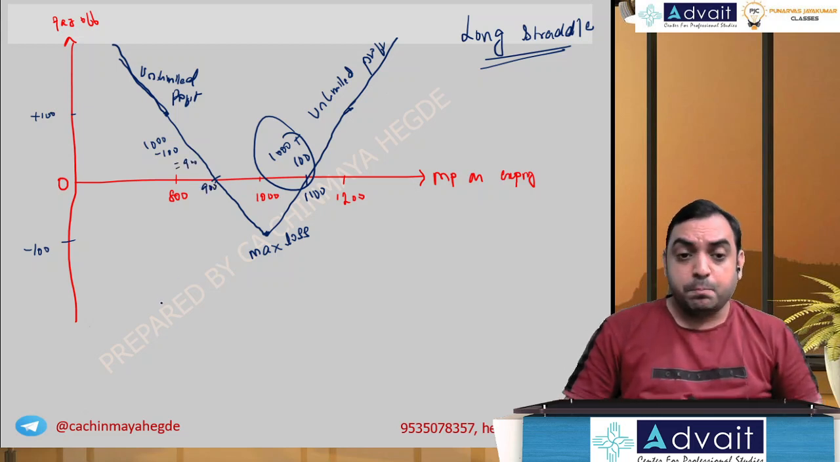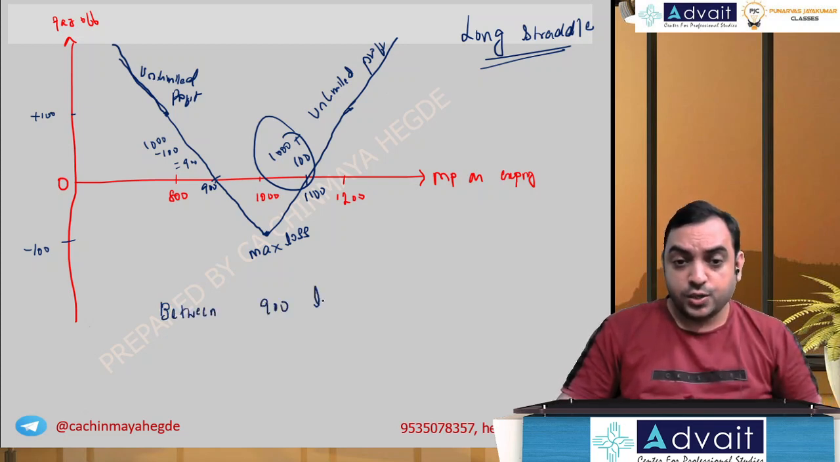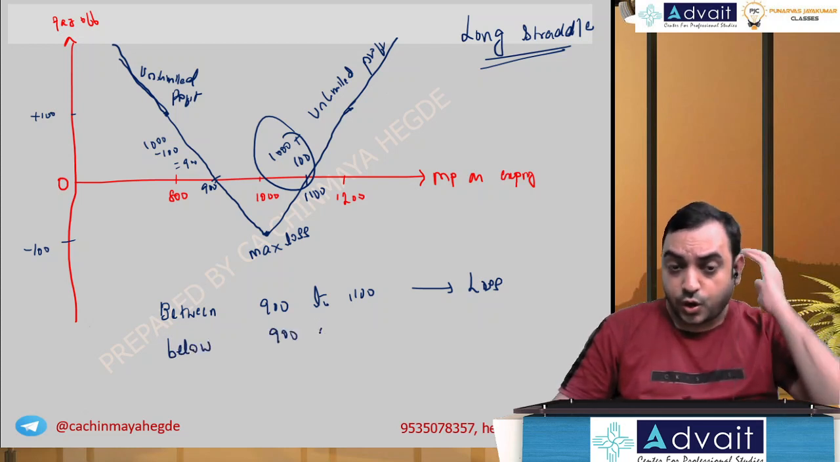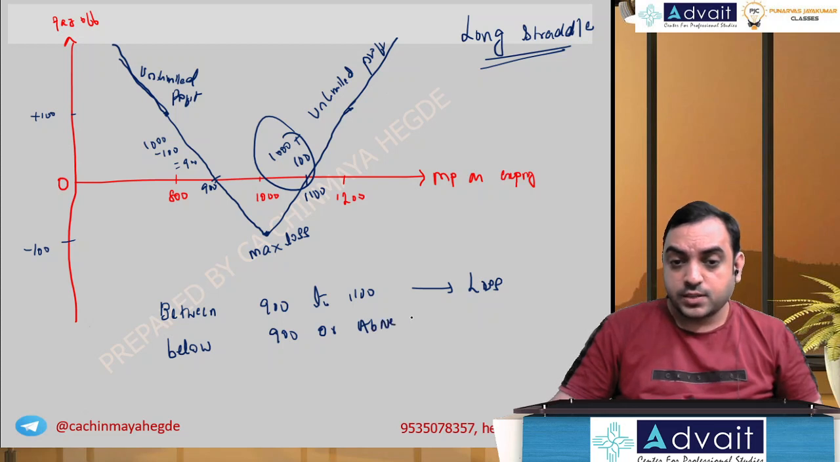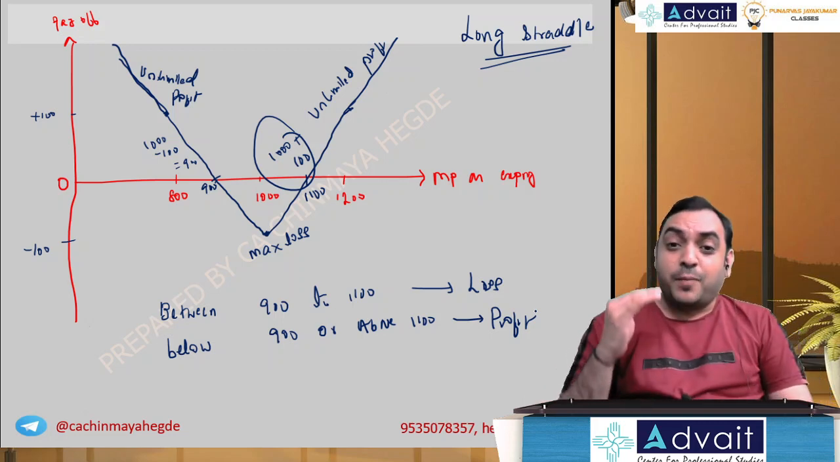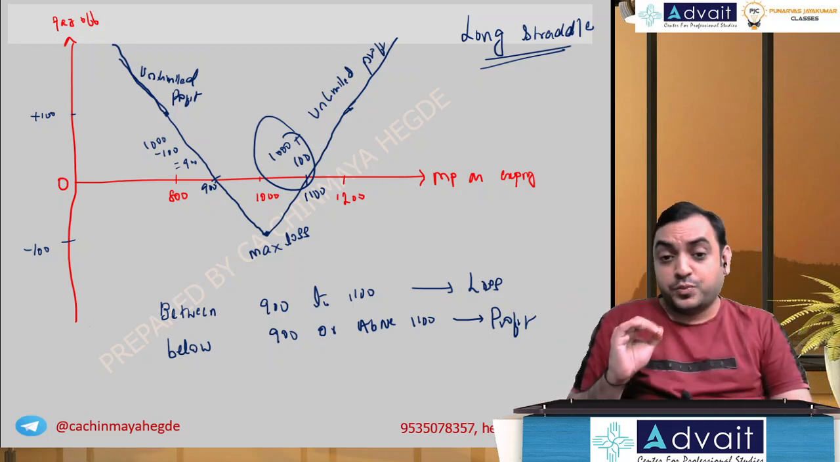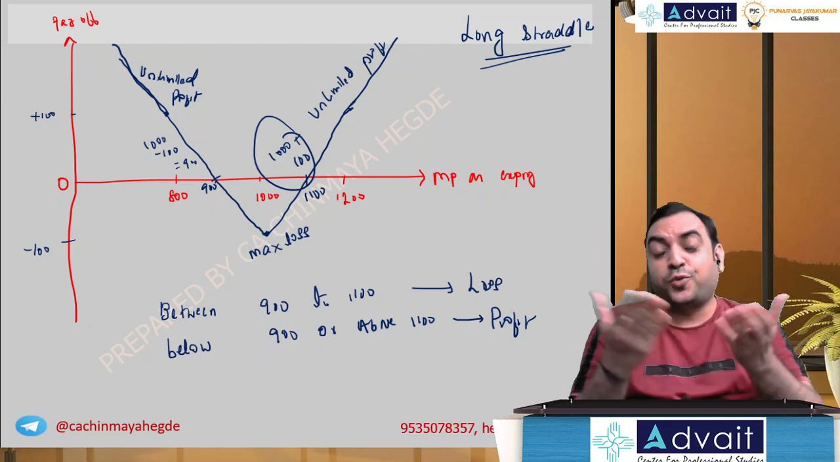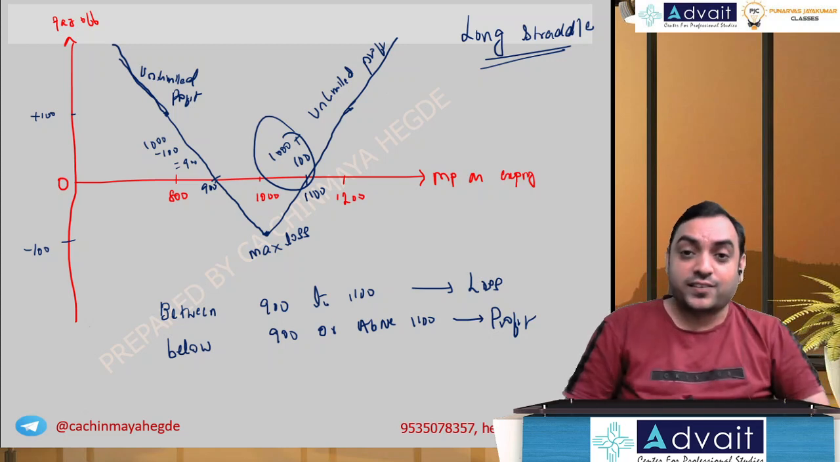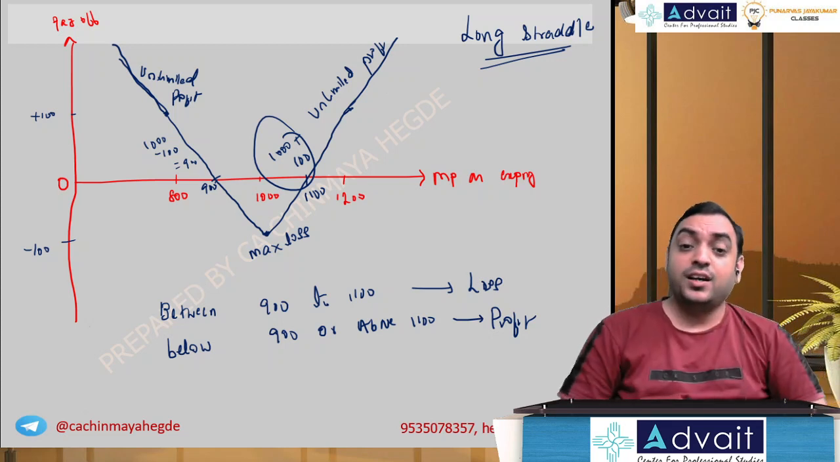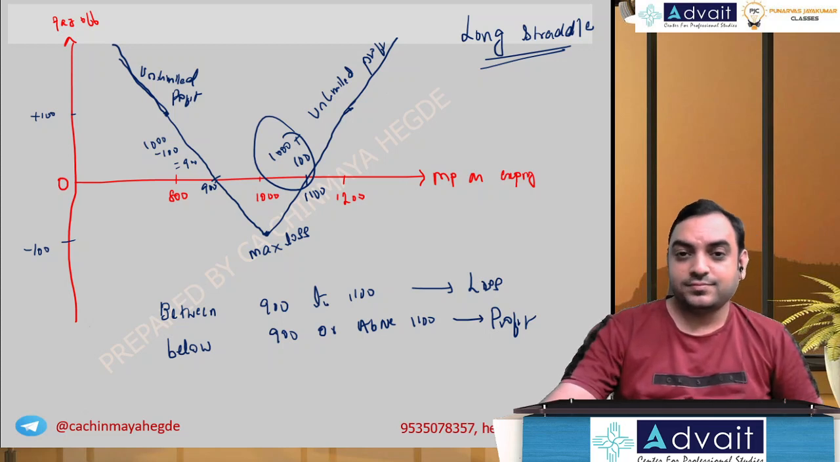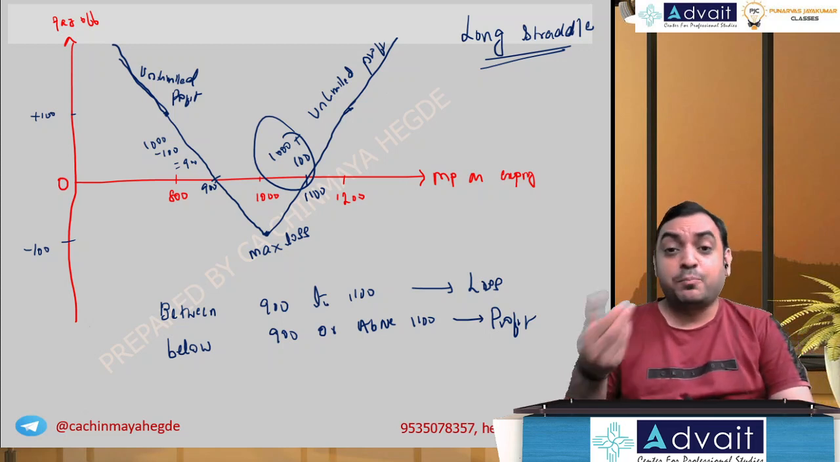Which means between market price 900 and 1100 you make a loss. Below 900 or above 1100 you make a profit. You see, if the market price goes up you make profit, and if the market price comes down you also make profit. What an amazing strategy. But when will you make a loss? If the price is stagnant between two particular prices. So you can apply this strategy on days like budget day.